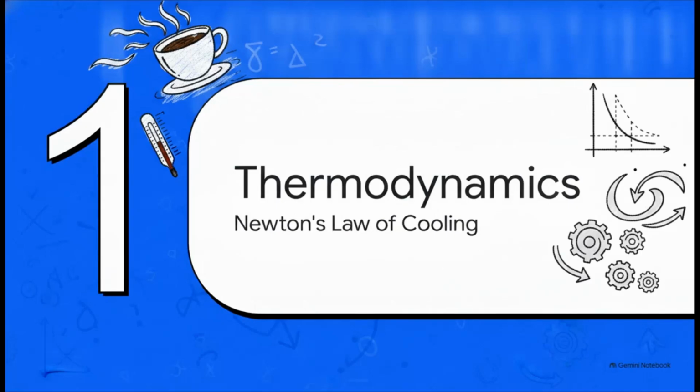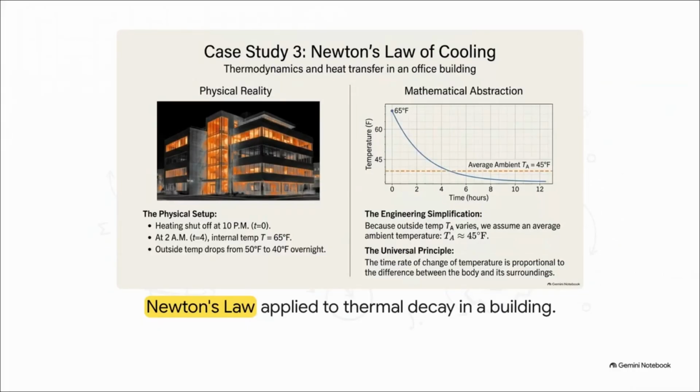Section 1. Thermodynamics, Newton's law of cooling. Now, let's ground this abstraction in something you can touch and feel. Imagine an office building where the heating is abruptly shut off at 10 p.m. We want to know exactly how cold it's going to get overnight. Or picture measuring a scalding 161-degree cup of hot tea sitting in a room temperature 68-degree room. Honestly, who drinks tea that hot? But whether it's a massive glass building or a dangerously hot ceramic mug, the physical setup is literally identical. You have a hot object losing heat to a cooler ambient environment.